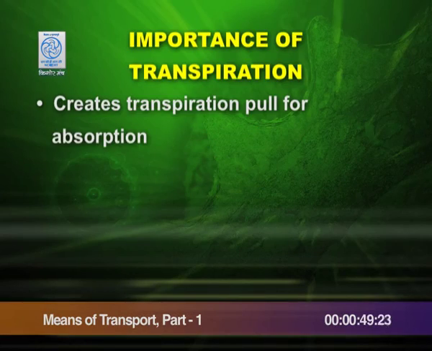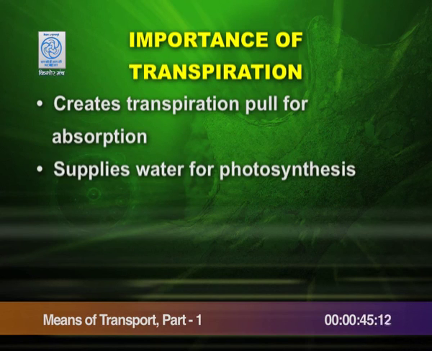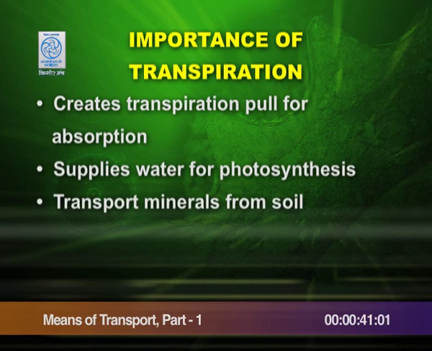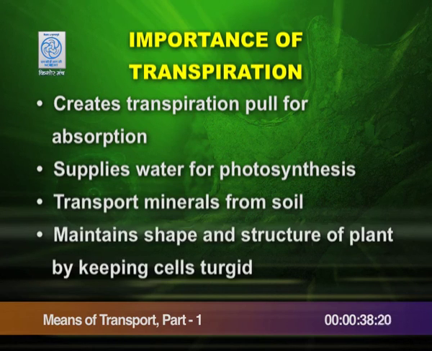First, it creates transpiration pull for absorption. Second, it supplies water for photosynthesis. Third, it transports minerals from soil. And fourth, it maintains the shape and structure of the plant by keeping cells turgid.